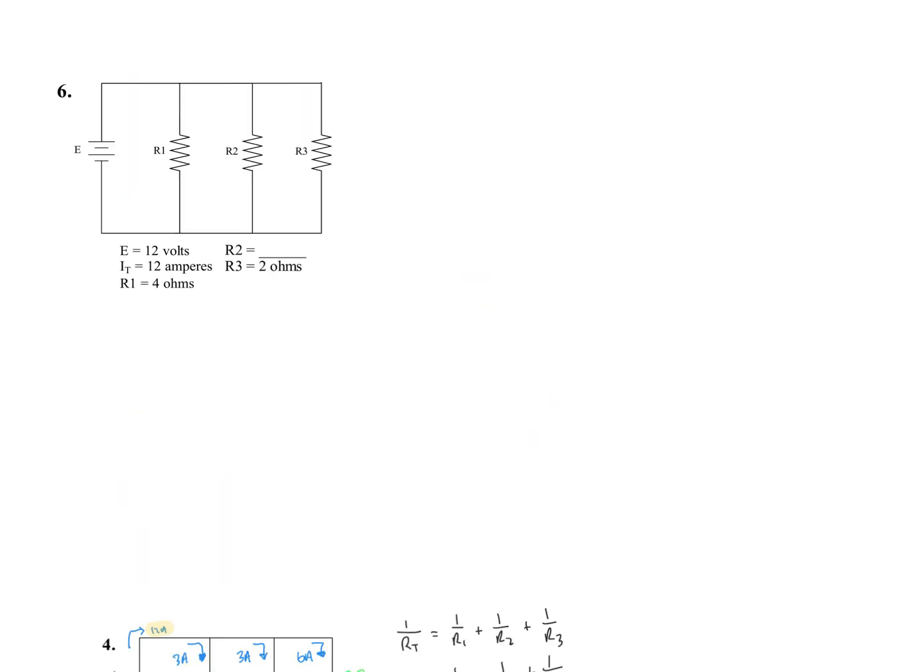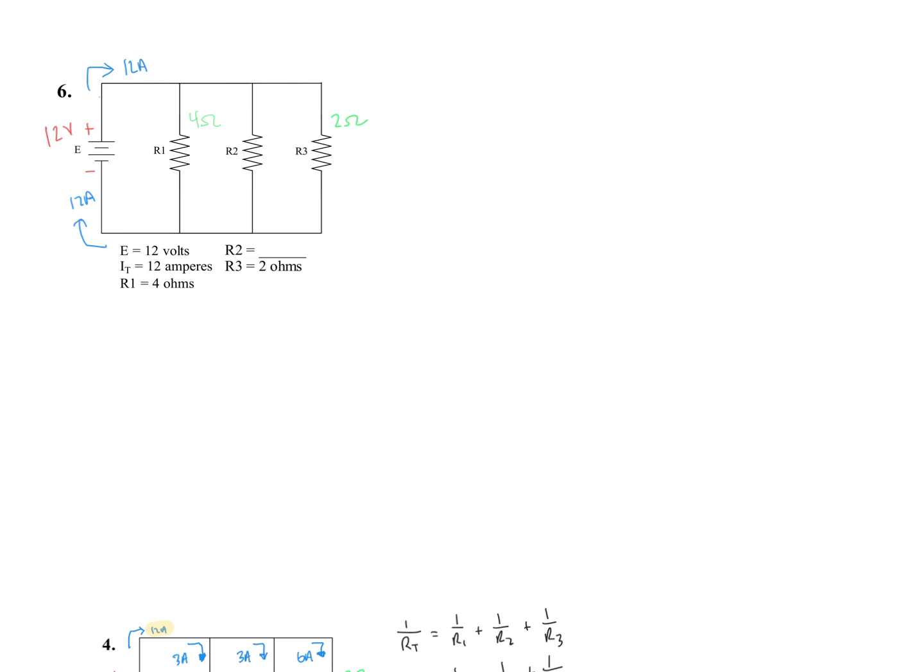Okay, and here is number 6. So again, I'm just going to go around and label like I have been. Current in this one is 12 amps. We got 4 ohms. We don't know what R2 is, and R3 is 2 ohms. All right, and I think I mentioned this before, but I find the most challenging ones the ones that are looking for the missing resistance.